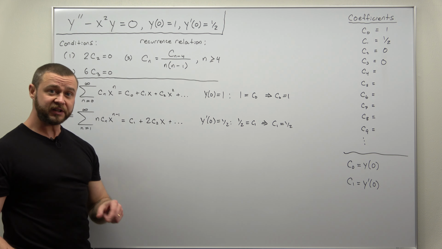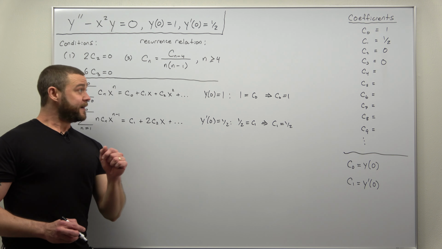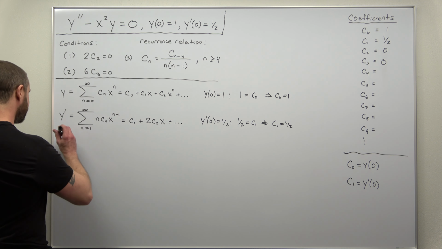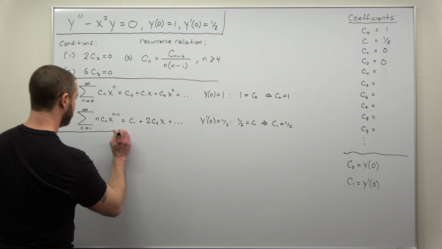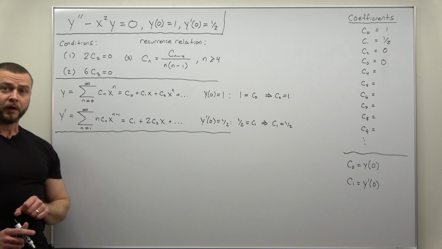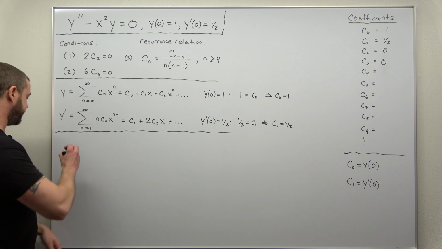So let's go through our list and now find the value for c sub 4. We're going to basically plug everything into our recurrence relation. So I'm going to start with n equals 4.